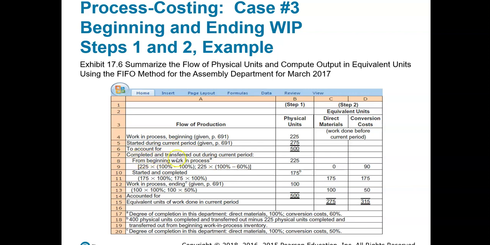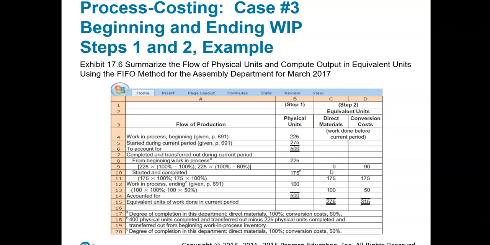When we're calculating the completed and transferred out during the current period for equivalent units, we have beginning work in process at 225. Now to calculate equivalent units of production, we're going to take our beginning inventory first and then the units started and completed. And we're only focused on the work that we did this period. We do not care about work done in the previous period under first in, first out.